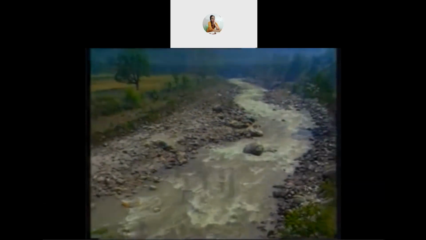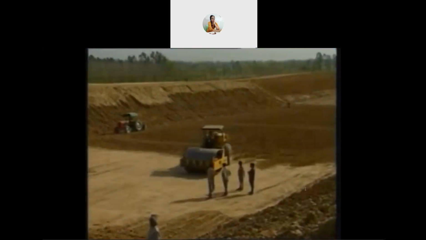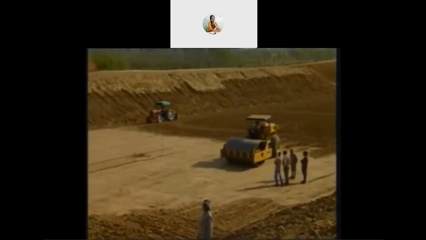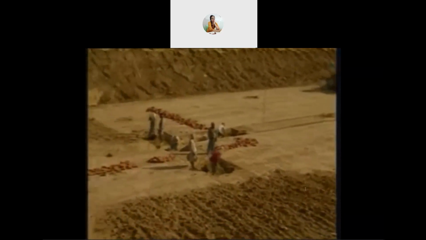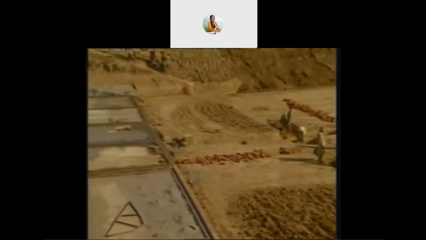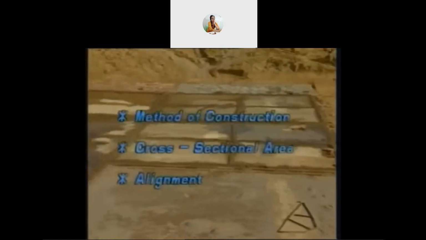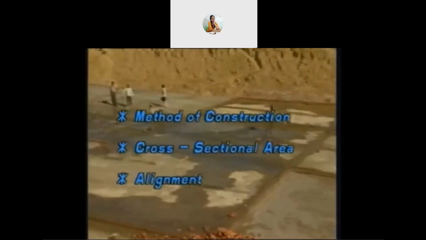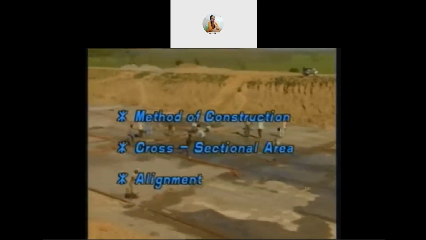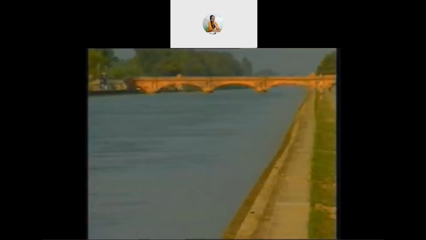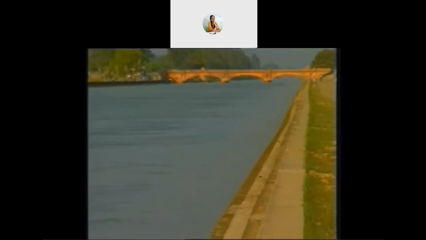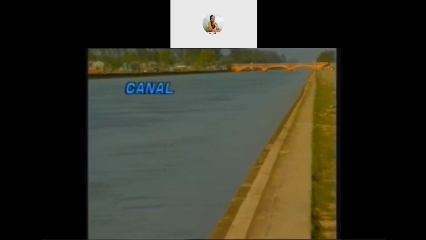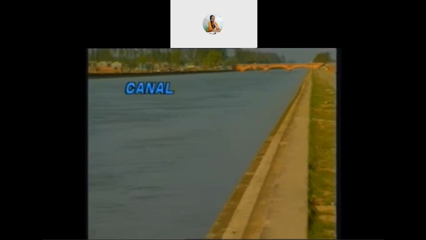This has resulted in human intervention with the natural channels and the development of artificial channel networks. These channels are classified according to their method of construction, cross-sectional area, and alignment. The canal is a long and mild channel which may be lined or unlined.